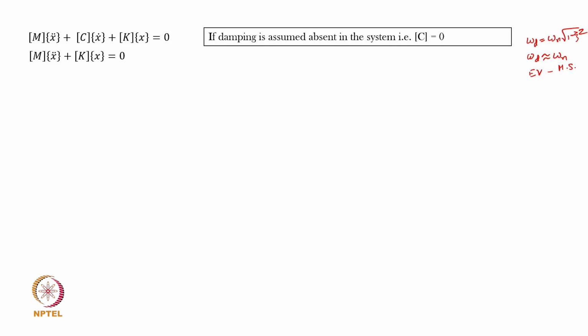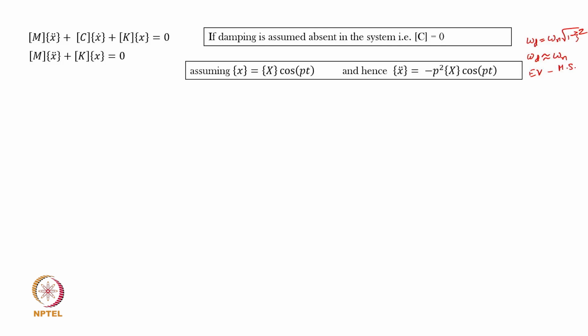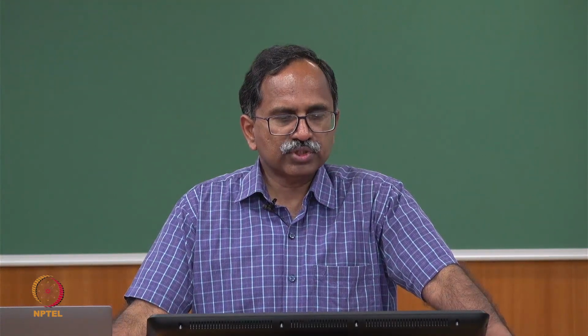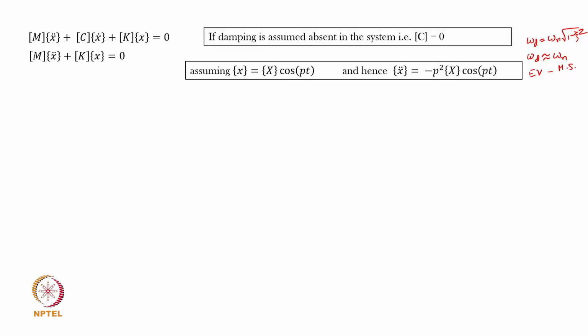So, let us ignore the damping or set it to 0, then your governing equation becomes m x double dot plus k x equal to 0. All of us are aware that either you assume the solution to be x equal to A e to the power nu t, you can use that exponential quantity as an assumed solution, or if you are sure that it is going to be an oscillatory system, comfortably you can use the assumed solution to be x equal to capital X cos p t.